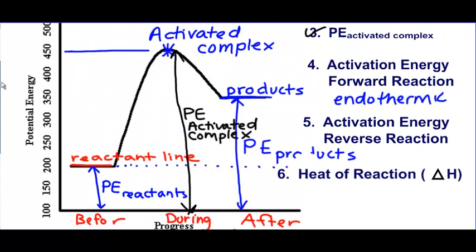So when we proceed forward, this is where we start. We are here. We will not react until we get to the top of the hill. So if we're starting at 200 and we need to get to 450, we have to put 250 more joules of energy in. That is your activation energy forward. You're starting here, you're going there, right? That's the activation energy of the forward reaction. I'll write it out this time.